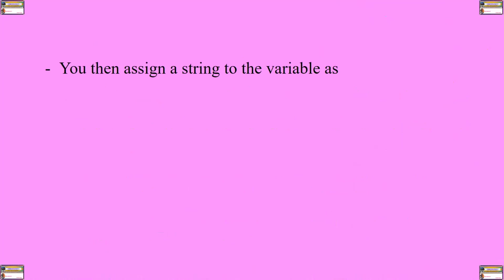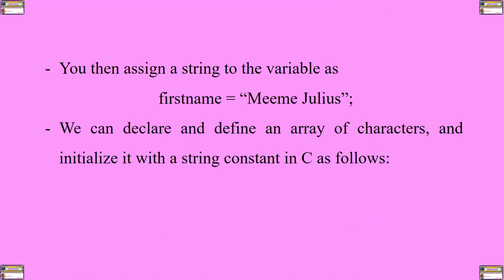You then assign a string to the variable as follows. So once you have set the memory location, for example called first name, you can assign some text into it, but note, you must enclose that text in double quotes. For example, this statement tells the compiler to assign or store the text Julius in the memory location which has been set aside called first name.